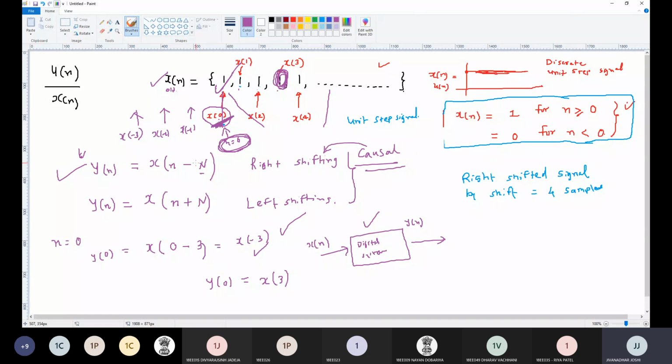Right shifting is a causal process, whereas left shifting of the signal is a non-causal operation. It's not possible, meaning it's not possible practically to realize. In mathematics you are allowed to write it down, right? But it's not possible to implement it in a real system. That's why it is non-causal.